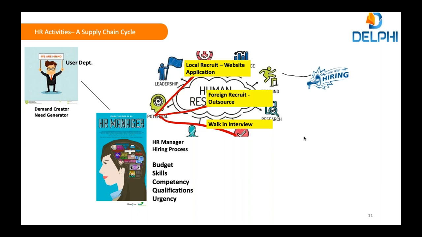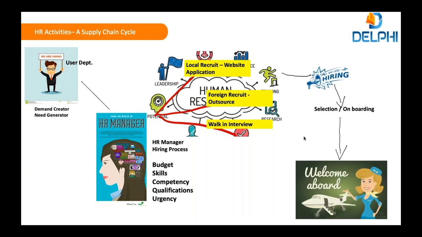Now he goes into the market, tells people I am hiring, gets somebody on board, does the interviews, makes him available for the company, welcomes him on board, and later gives him to the user department. So if you see, this kind of activity is also a supply chain cycle, but people usually get confused and only see that supply chain is applicable to the commercial department. So I just wanted to clarify this myth.